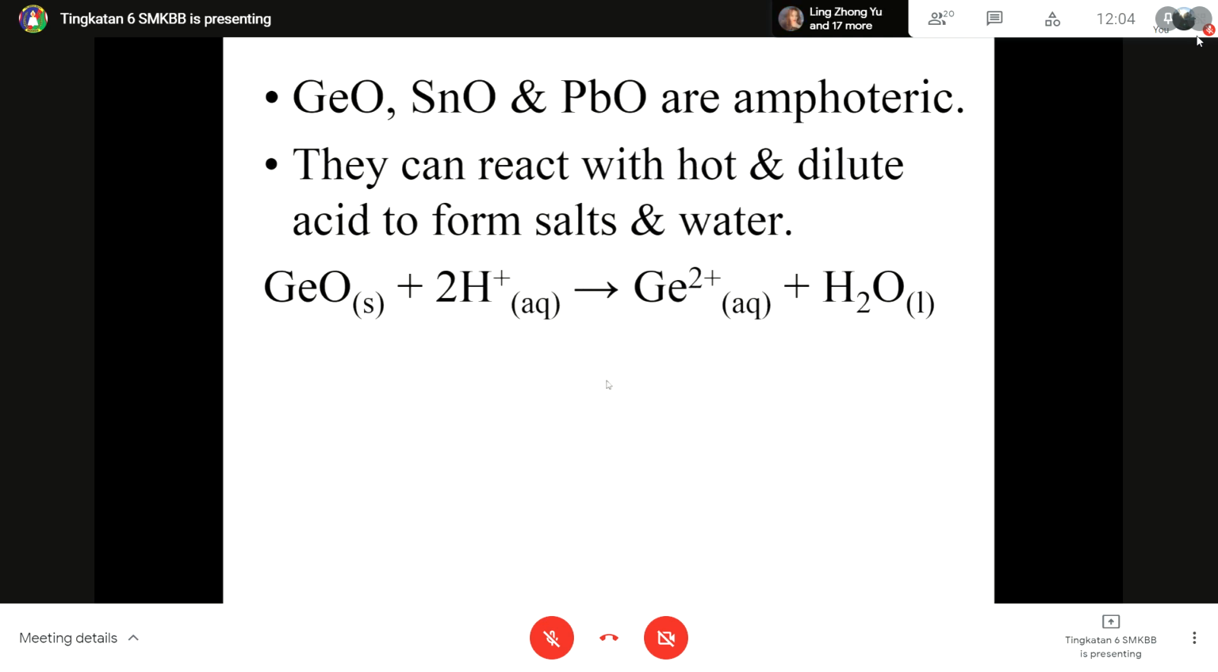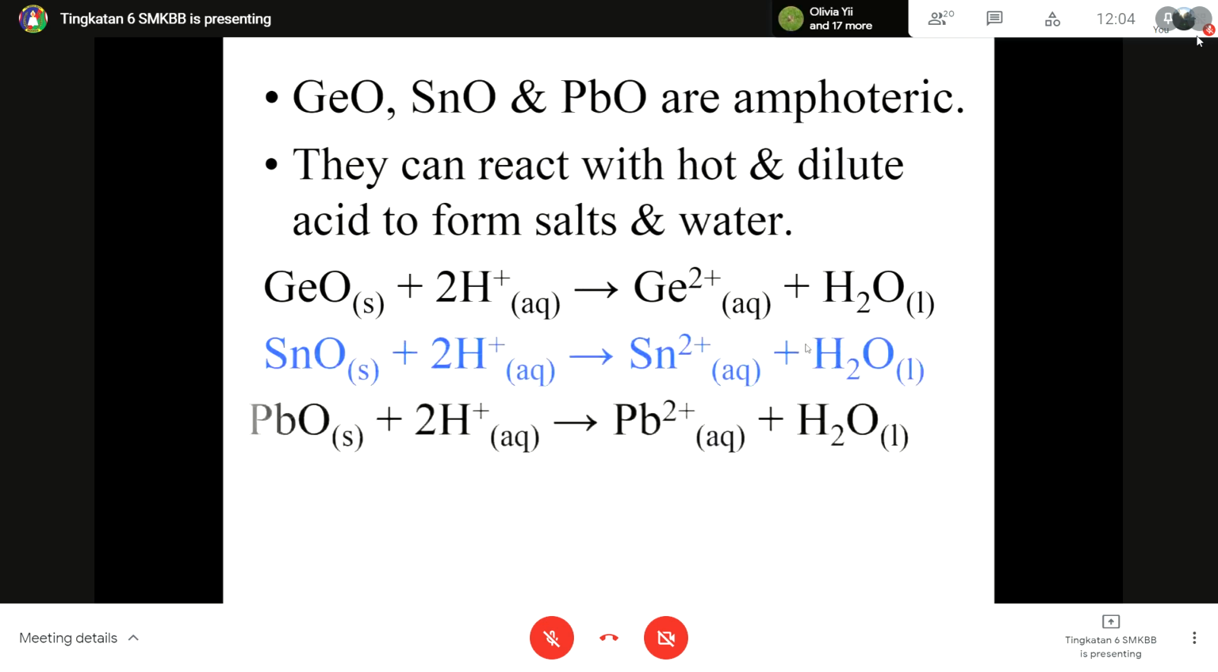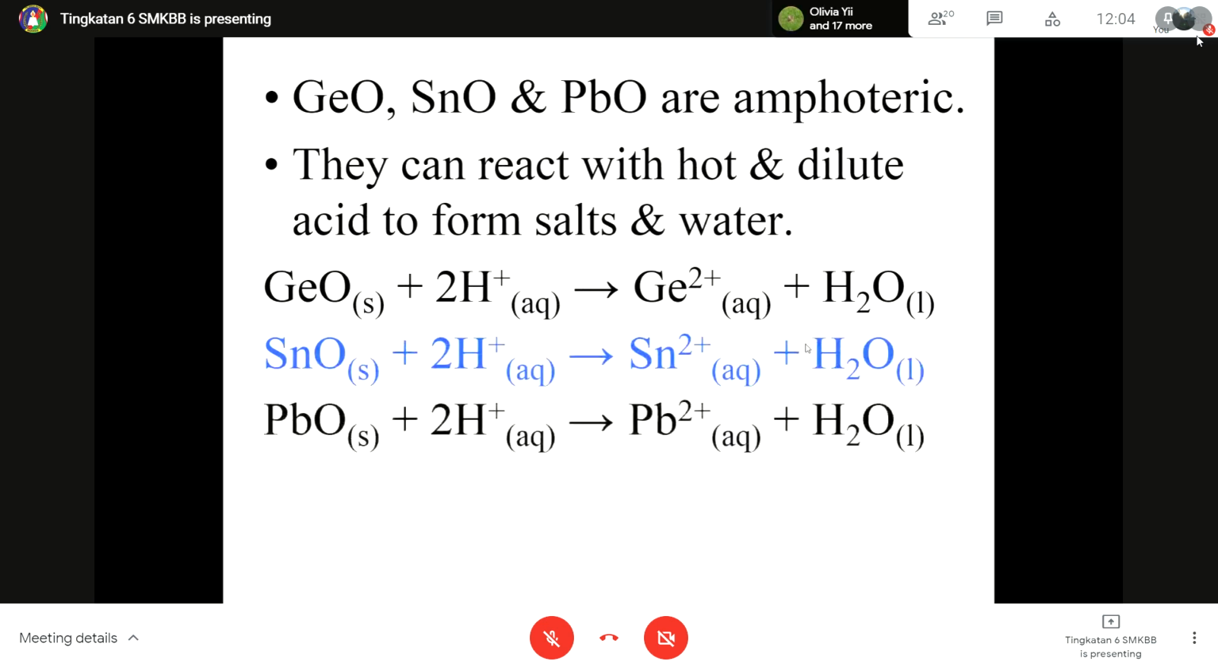So similar, tin. Tin react with acid, you get salt and water. So Pb also the same. Lead react with acid, you get salt and water. So you imagine if your acid is sulfuric acid, H2SO4, then your salt is PbSO4. Okay, so it depends on the acid you're using.